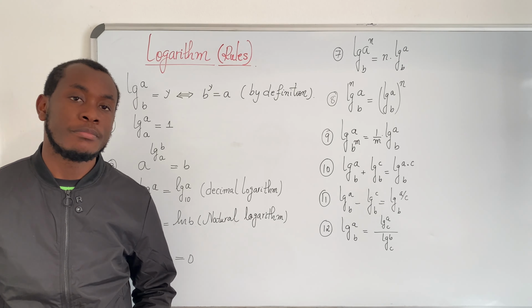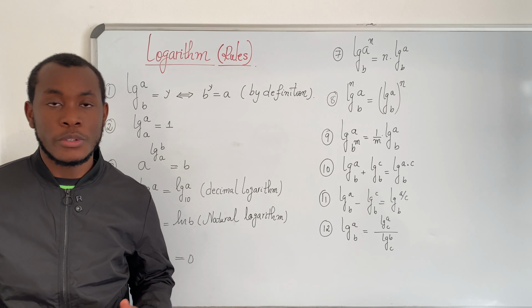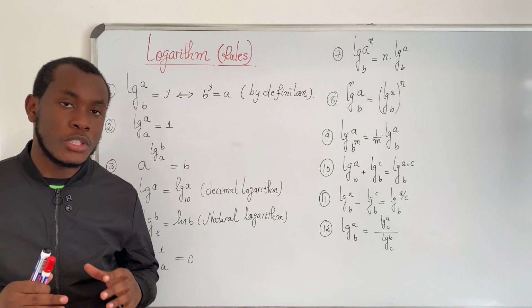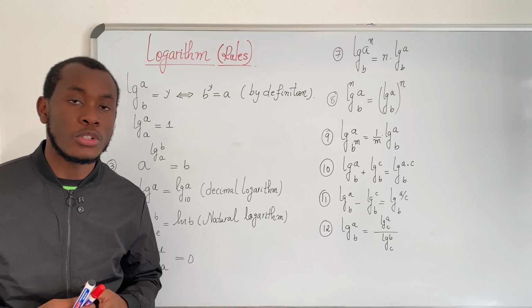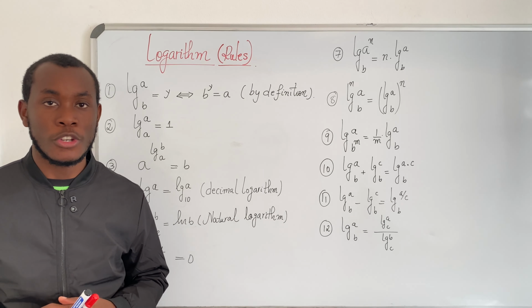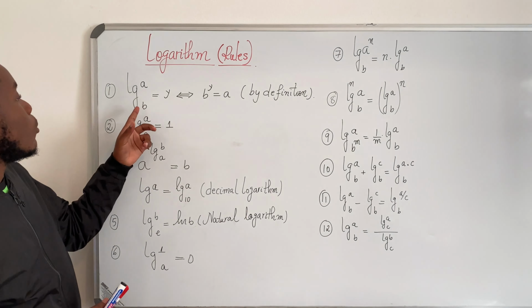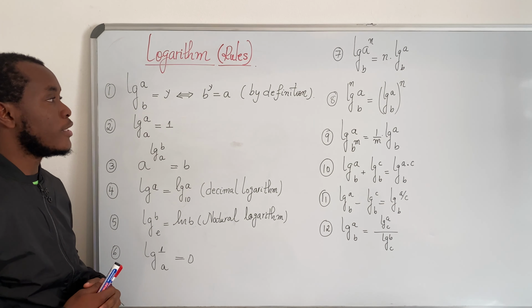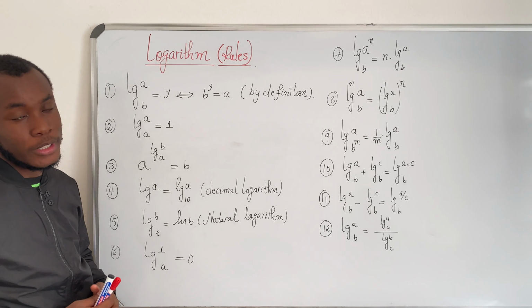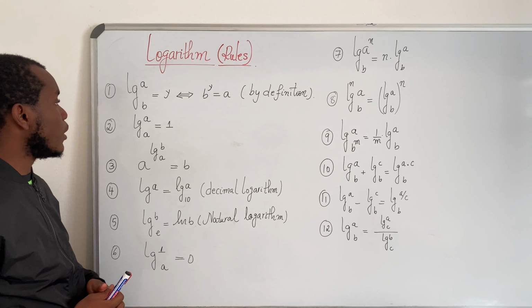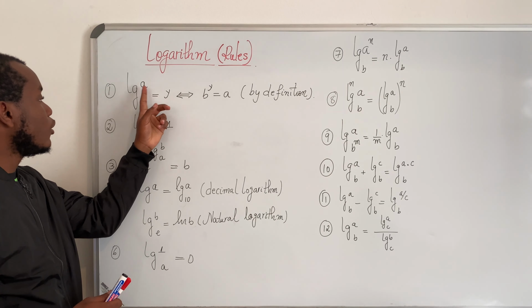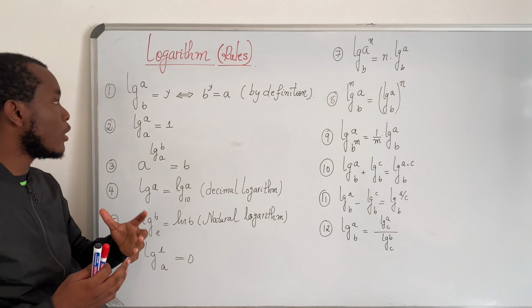Now let's see logarithm rules. Logarithm rules are important to determine a logarithm of a number or when you're solving logarithmic equations. Okay, rule number 1 is also known as the definition of a logarithm. In rule number 1, we have log of a to the base b equal to y.